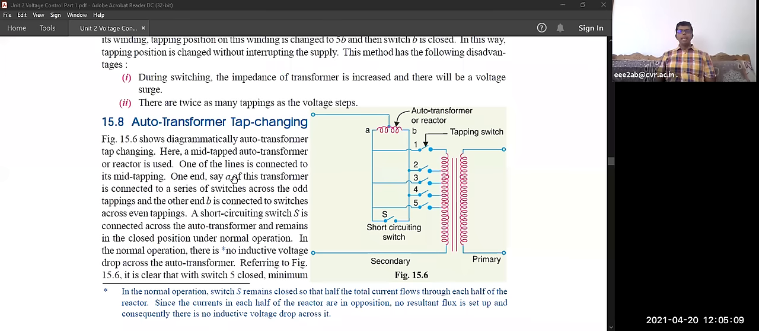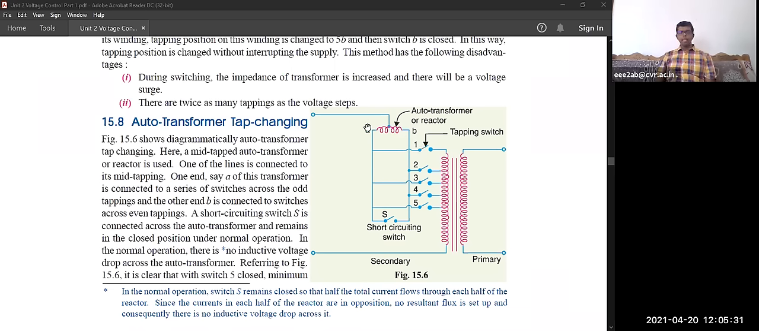One end, say A of the transformer, is connected to the series of the switch across the odd tappings. The other end B is connected to the switch across the even tappings. So the other end B is connected to these tappings.